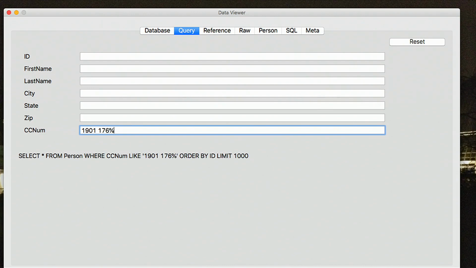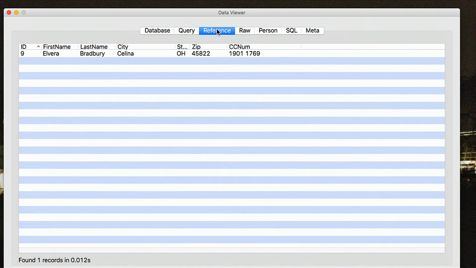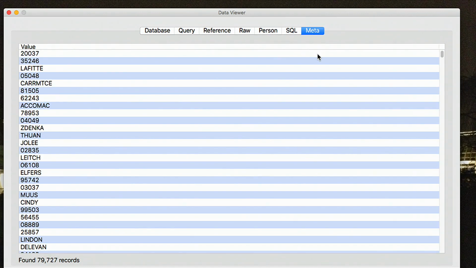If I change this so it starts with query, the reference still works because that's just straight SQL. Person doesn't find anything because you haven't populated it, because there's nothing in the meta that it can search against.